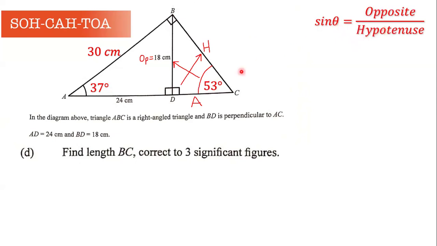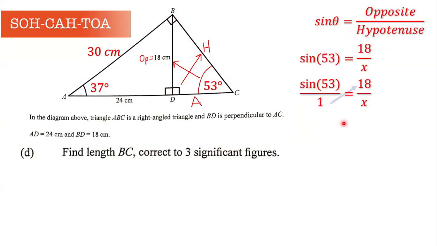We know that theta is 53 degrees. We know that the opposite is 18. And the hypotenuse, we do not know what that is. That's BC. We do not know the actual length. That's what we're trying to find. And so what we need to do is put sine of 53 over 1, and then we're going to cross multiply. We say that x multiplied by sine of 53, so x times sine of 53 equals 18.